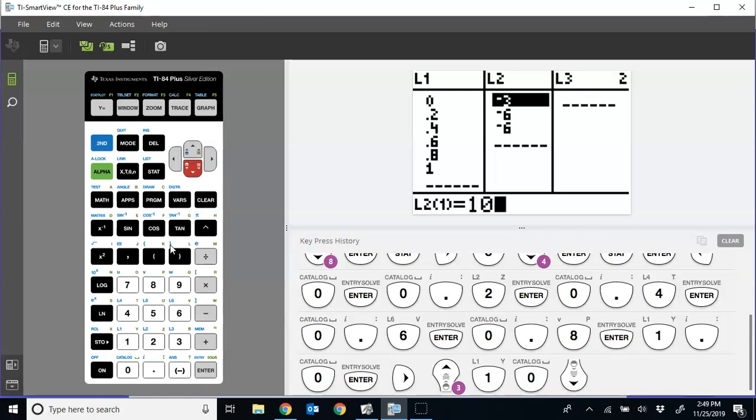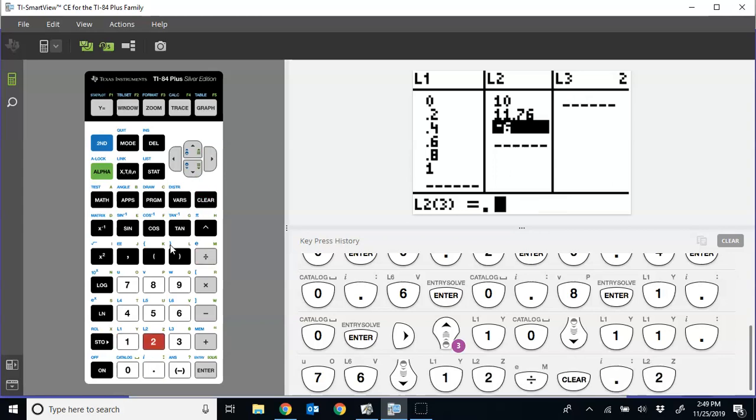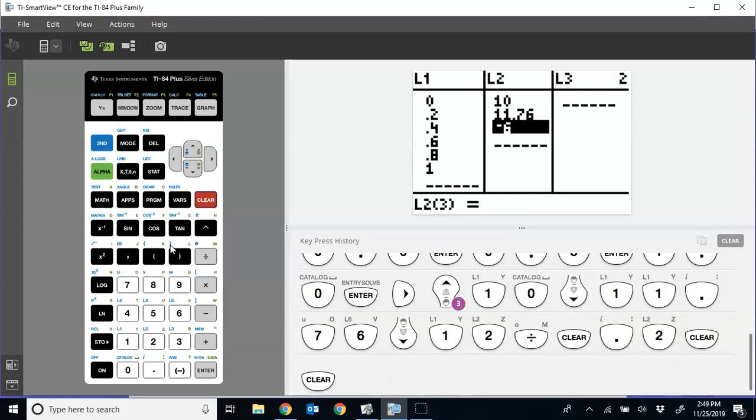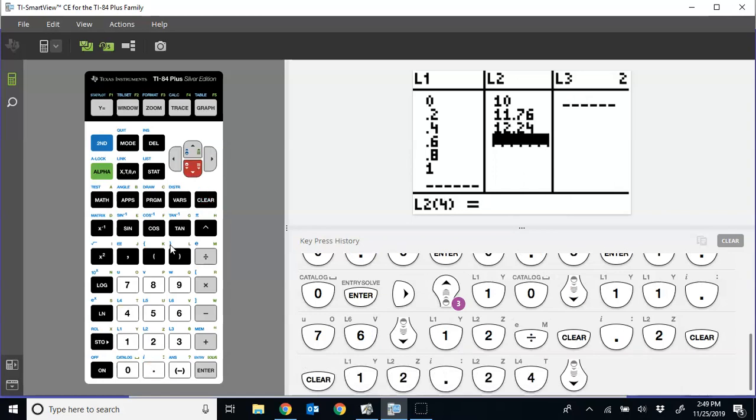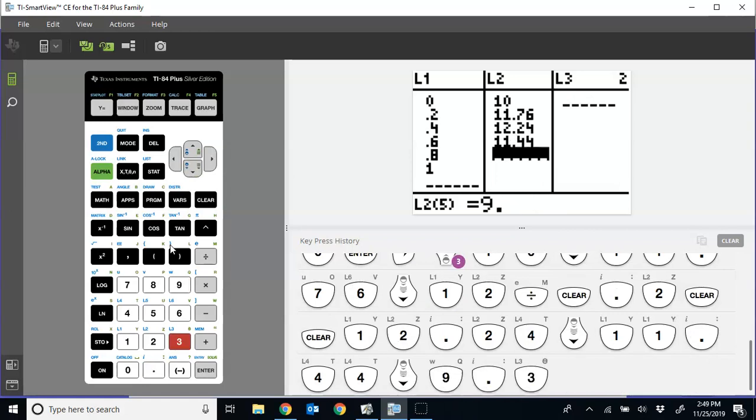Then we plug in 10 for my first y value, 11.76, 12.24. Let's see if I can get that to work. There we go. 11.44, 9.36, and 6.0.